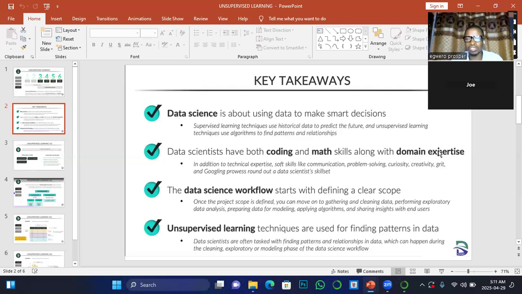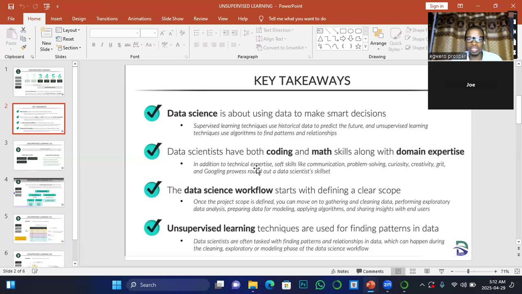For you to be a sound data scientist, it is expected that you have at least coding skill. That is why we are learning this program with Python, which is a programming language. What makes you a programmer? Because a programmer, it is because you write code.